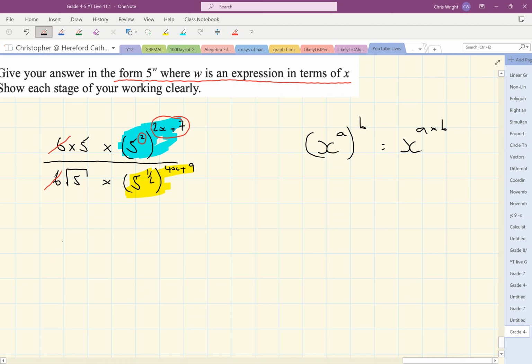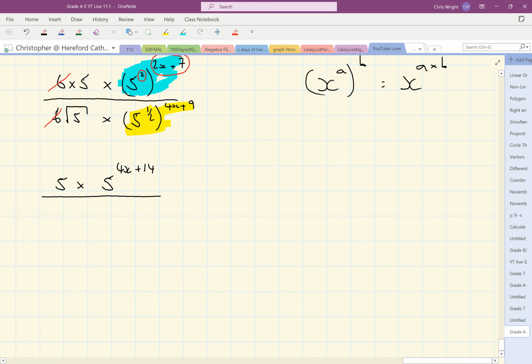So let's start from the beginning. I've got on the numerator 5 multiplied by 5 to the power of, right, twice 2x plus 7, 4x plus 14. Okay, and all that is over. I've got square root of 5, well, that's 5 to the power of a half, multiplied by 5 to the power of a half raised to the power of 4x plus 9. So that's going to be 5 to the power of a half multiplied by 4x plus 9, 2x plus 4.5.